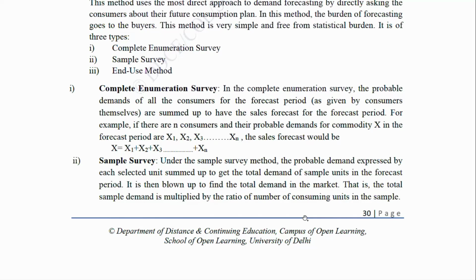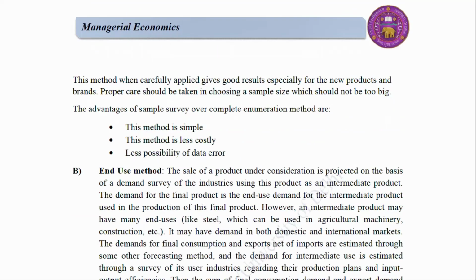Second, sample survey. Under the sample survey method, the probable demand expressed by each selected unit is summed up to get the total demand of sample units in the forecast period. It is then blown up to find the total demand in the market. That is, the total sample demand is multiplied by the ratio of number of consuming units in the sample. This method, when carefully applied, gives good results, especially for new products and brands.